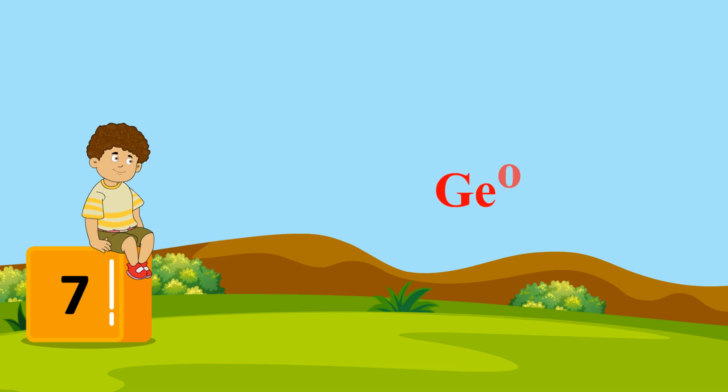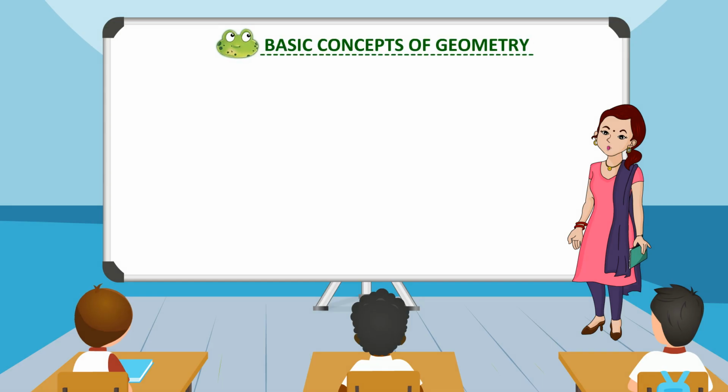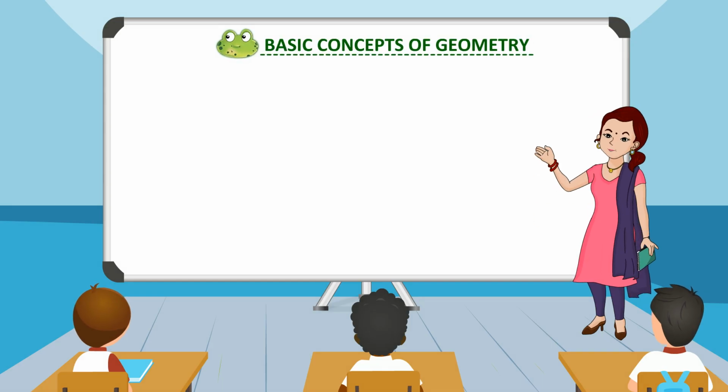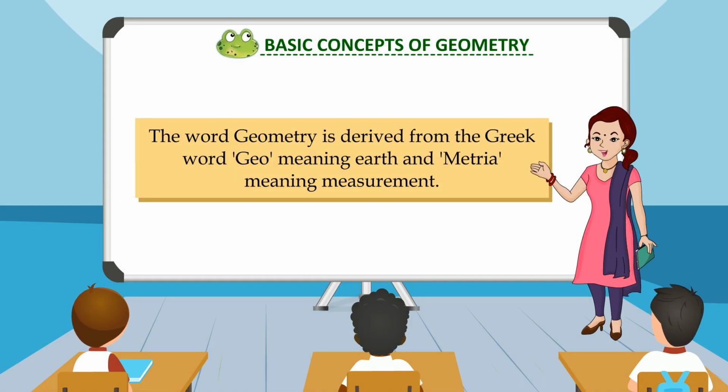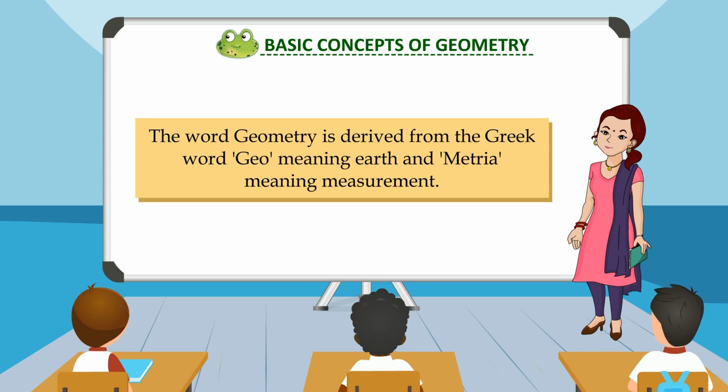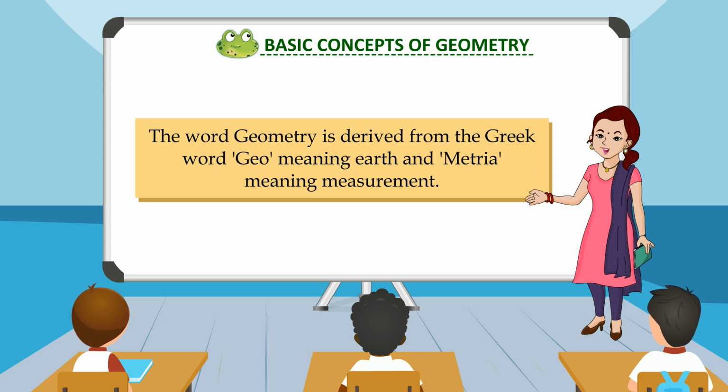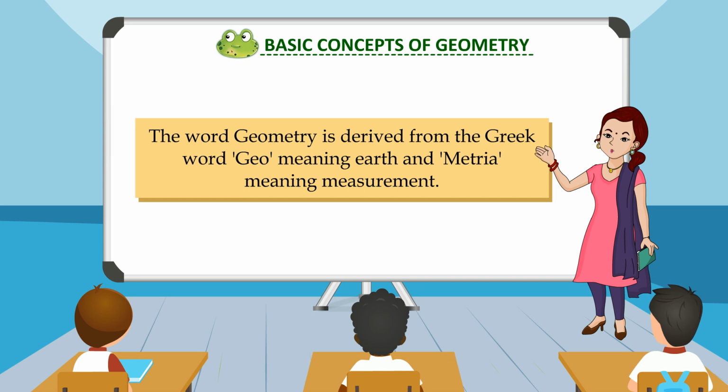Chapter 7. Geometry. Basic concepts of geometry. The word geometry is derived from the Greek word geo, meaning earth, and metria, meaning measurement.